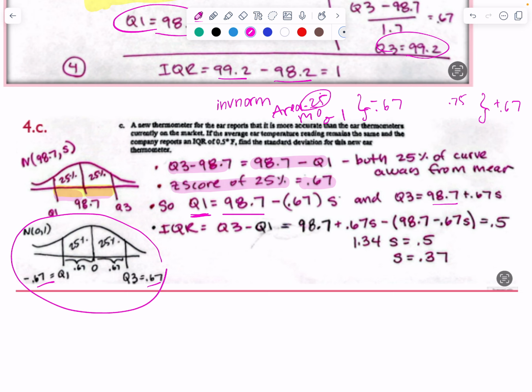So I'm just going to use Q3 minus Q1 and substitute it in. Here's my Q1, so I substitute that in for Q1, and here's my Q3, substitute that in for Q3. Then it's equal to 0.5 because that's what I want. And then I just simplify. When I do the math, the 98.7s cancel out, and I end up adding this one with this one, because negative is positive. And then I finally get a standard deviation of 0.37.